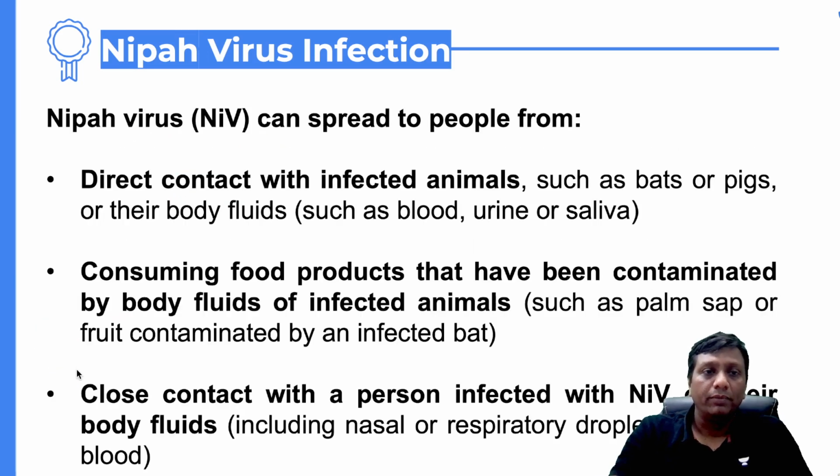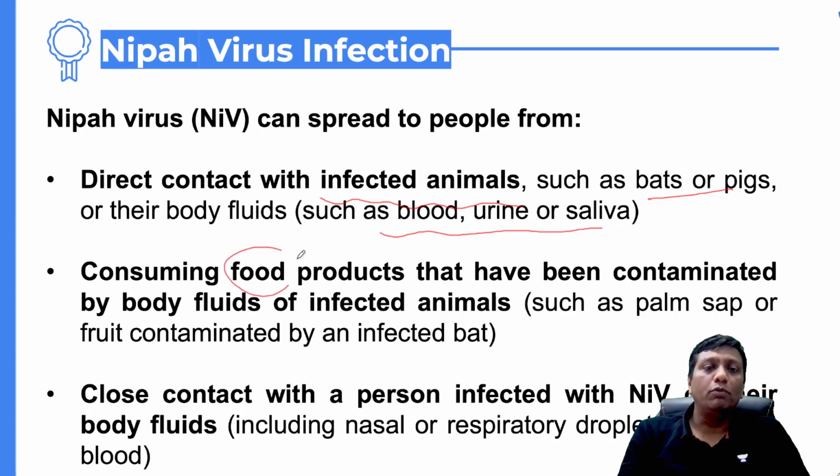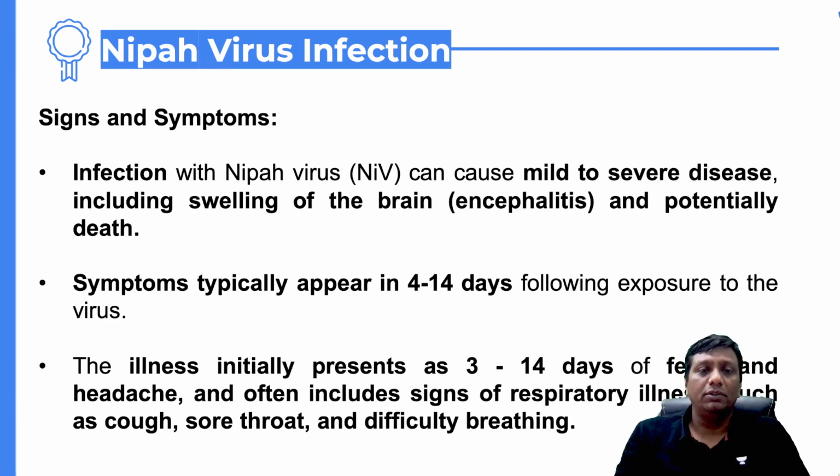My God. See, how Nipah virus is going to be contacted, I already told you guys with the help of a picture: through infected animals, bats, pigs, their body fluids are dangerous. Consuming food products, if contaminated, like palm sap, as you have seen. And if a person gets infected, person to person through nasal or respiratory droplets, urine or blood samples, it can transfer from one person to another person.